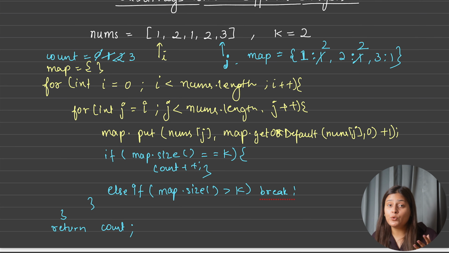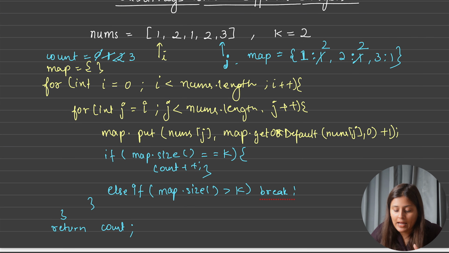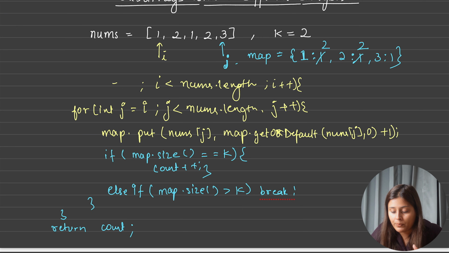Okay, so this might give you TLE, or even if it passes, you can see it will be very slow. So we need to optimize this code for sure when the constraint is greater than 10 power 4. The interviewer is supposed to ask you the optimized approach also. So I hope the brute force code is clear. Now we can directly move on to the optimized approach.